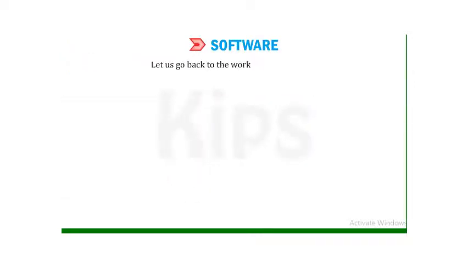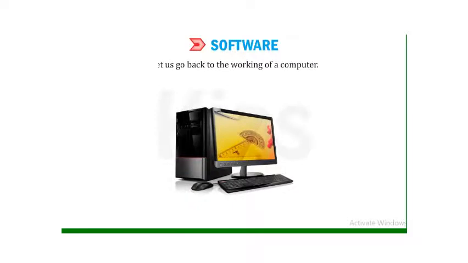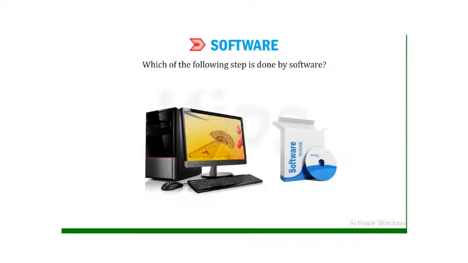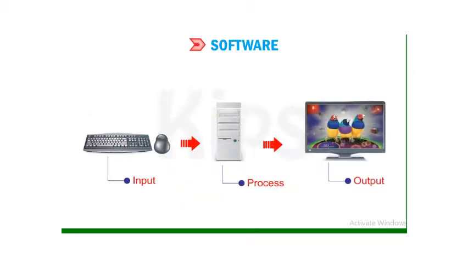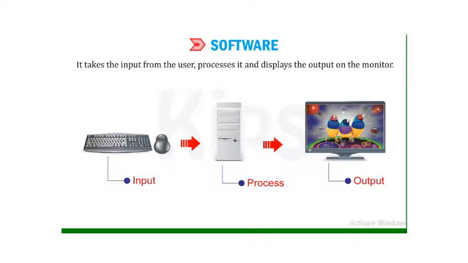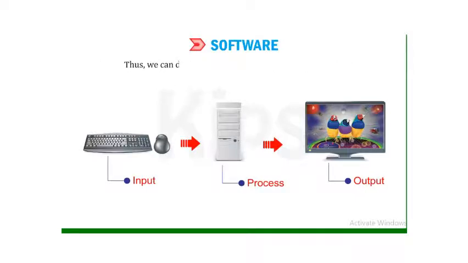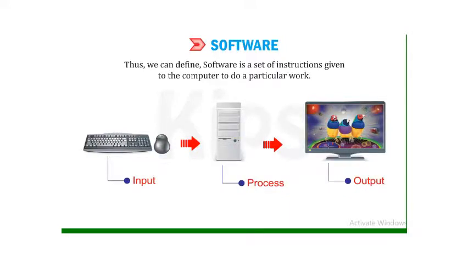Let us go back to the working of a computer. Which of the following steps is done by software: input, process, or output? Yes, processing is done by software. It takes the input from the user, processes it, and displays the output on the monitor. Thus, we can define software as a set of instructions given to the computer to do a particular work.